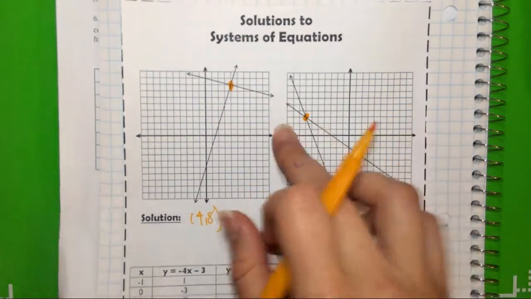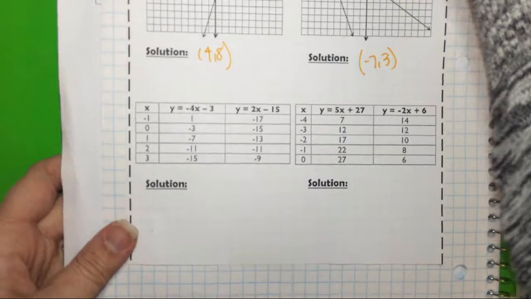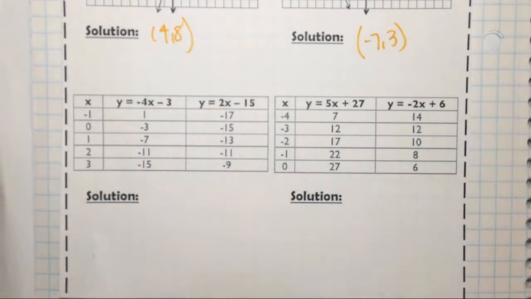So on a graph, it's where they cross. Now, what do you think it would look like on a table? Where the x and y are the same. Where the y values are the same? Yes. Fantastic. Good point. Yes, take a point.